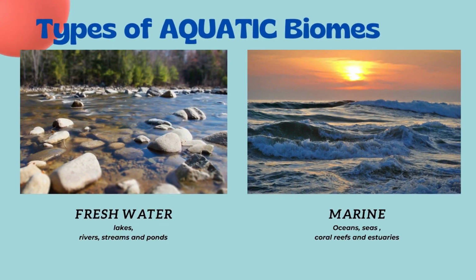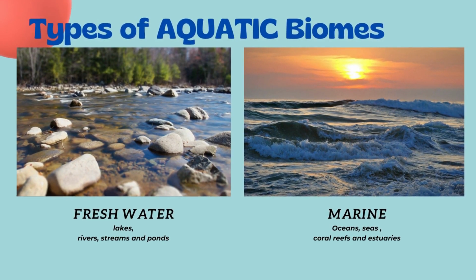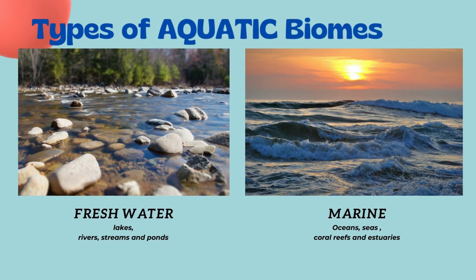And next comes my favorite, aquatic biomes. There are two types of aquatic biomes. Rivers, lakes, streams, etc., which have very little salt water, are called freshwater biomes. Freshwater fishes, crocodiles, and plants like lotus, lily, etc. live in these biomes. Oceans, seas, coral reefs, and estuaries come under the marine biome.